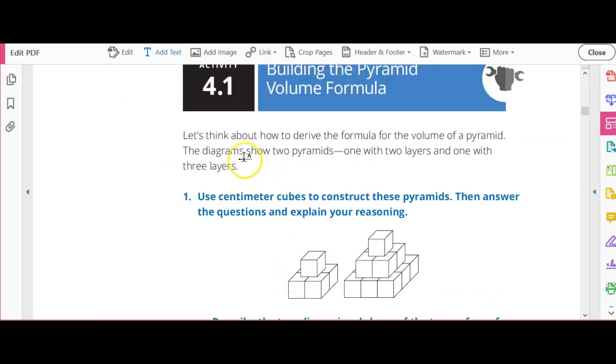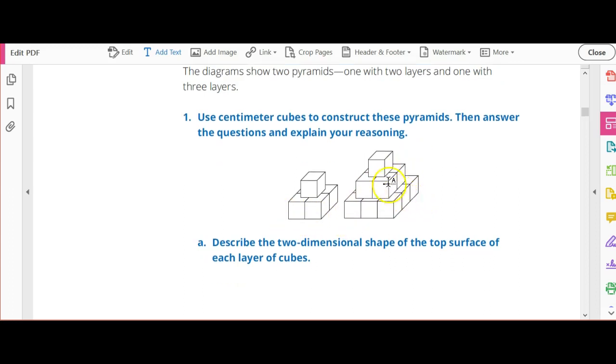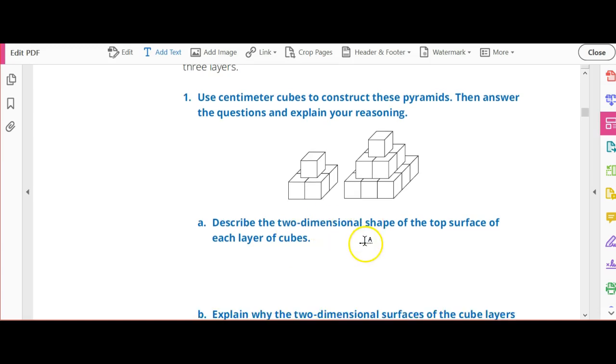Okay, so now it says, think about how we can derive the formula. Here we have some pyramids here. Here we have a pyramid right here, right? It has 4 spaces and then 1, or 2 across and 1. So 1, 2, 3 is, if you measure the dimensions, right? You have 1 centimeter cube, 2 centimeter cubes, 3 centimeter cubes. So describe the two-dimensional shape of the top surface of each layer of cubes.